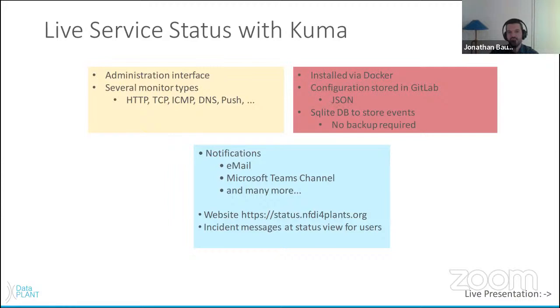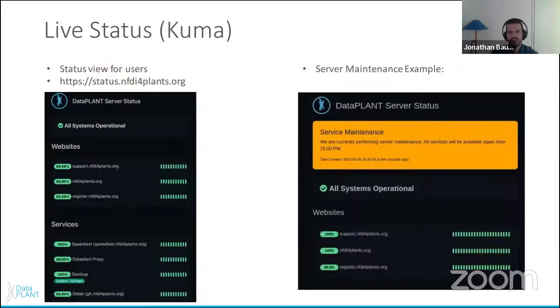And also the nice thing for administrators and users is you can set up notifications via emails, for example, or via, for example, Microsoft Teams, a channel where messages get posted. So actually users get informed that there is some incident, which is quite a nice thing to have. That's just currently an example. On the left side, you would see the regular status if everything is up and running, and on the right side you would see just a service maintenance notice, which you can just put on demand.